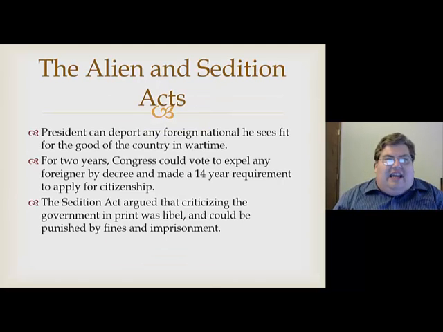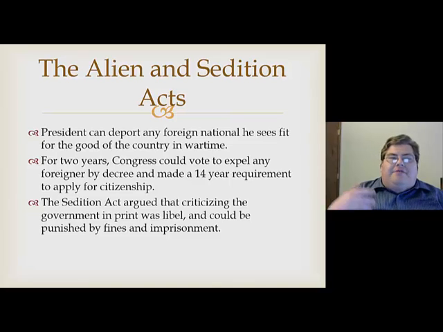And so we're going to see he gets the responsibility for passing two pieces of legislation that the Federalists want that are, we can't say unconstitutional. Judicial review does not exist yet. But these clearly go against what had been intended with the American Revolution.